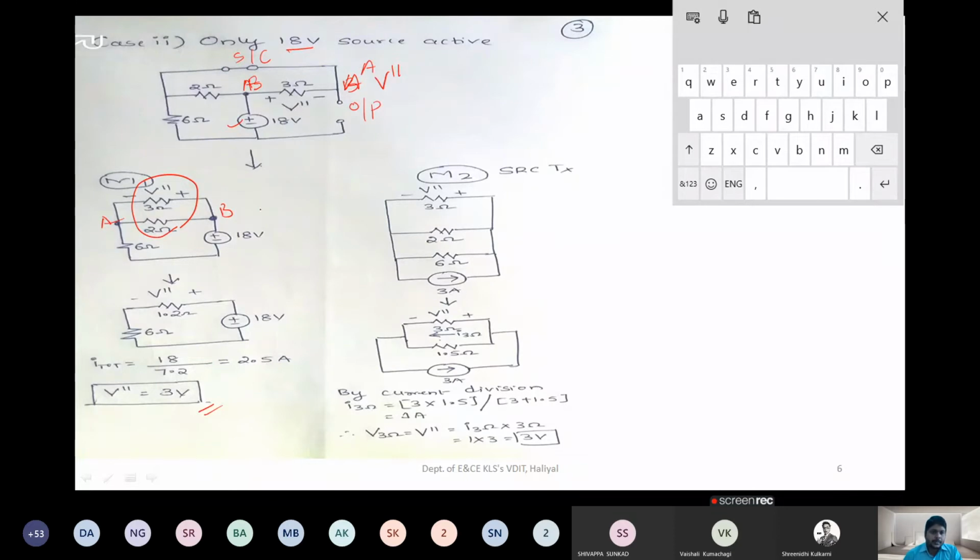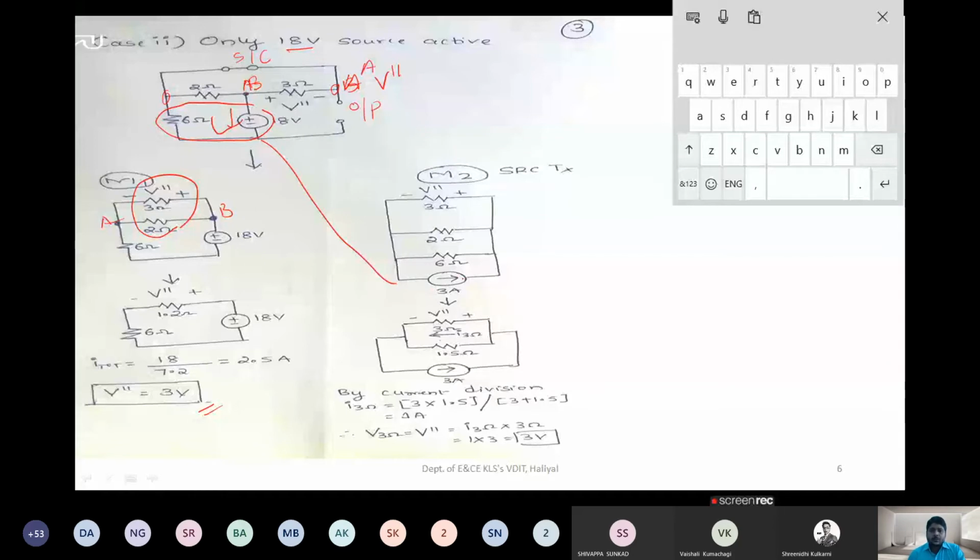So if you feel this is a little bit complicated method, then you can use source transformation. Where can we apply source transformation? We know 3 ohm and 2 ohm come in parallel. If you connect it here, this point and this point are the same. So you just flip it. Then I can apply, see here, these two are in series. So I can convert them into what? An equivalent current source having a parallel 6 ohm resistor.